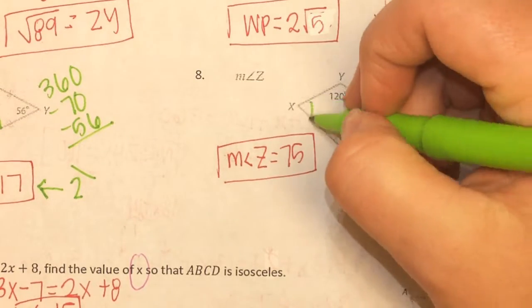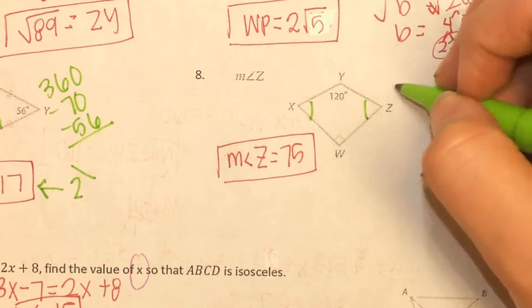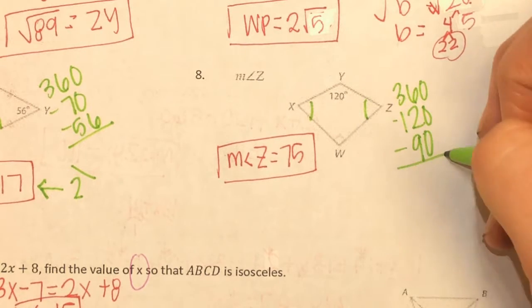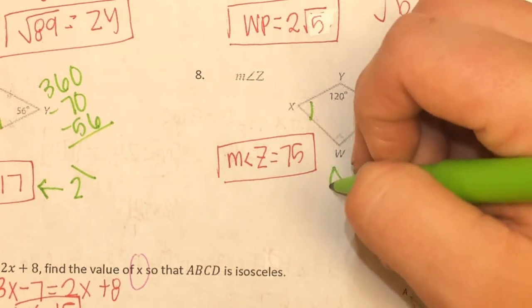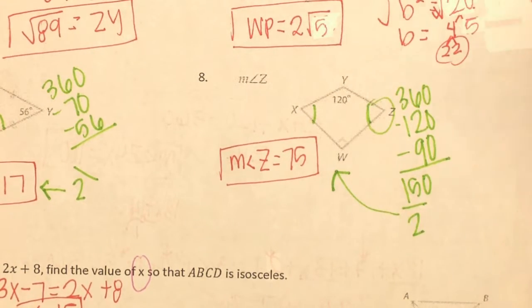Okay, on 8, X and Z are your angles that are the same. So take 360 minus 120 minus 90. You'll get a number which is going to be 150. Divide that by 2 to get 75 because you're finding angle Z. So this one right here.